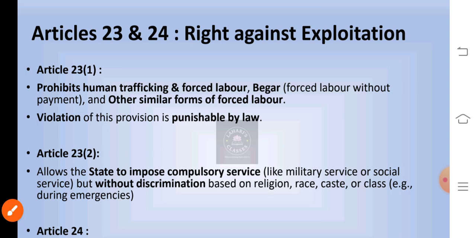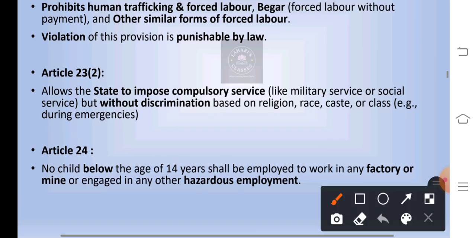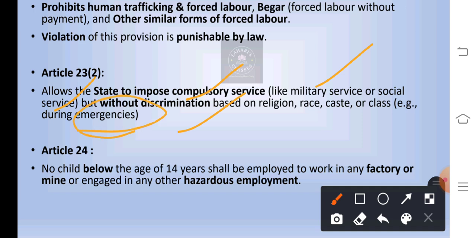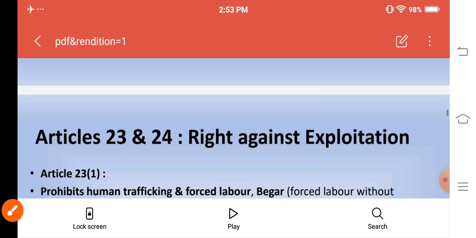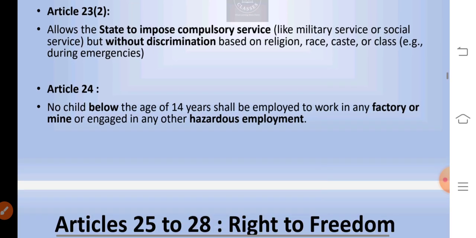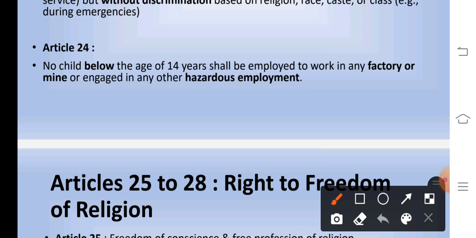So basically 23 Clause 1 talks about forced labor, and 23 Clause 2 talks about the state imposing compulsory service like military service or social service, but without discrimination based on religion, race, caste, class, etc., during emergencies. So as a responsible citizen, if you are called to work in emergencies, you have to go and be present. That is not considered forced labor or exploitation. It is considered service to the nation.